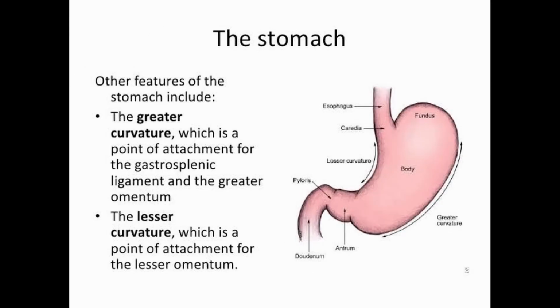Now we discuss the curvatures of the stomach. The stomach has 2 curvatures, the greater curvature and the lesser curvature, as you can see on the diagram. The greater curvature is a point of attachment for the gastrosplenic ligament and the greater omentum. Now the second one is the lesser curvature, which is a point of attachment for the lesser omentum. So these are the features of the stomach.